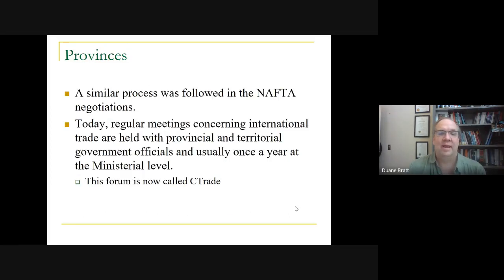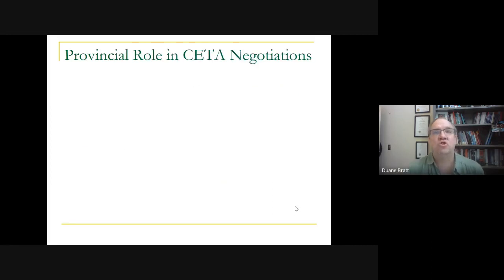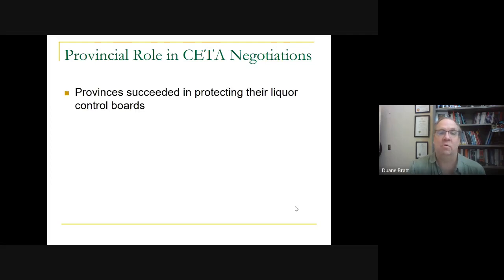Same thing happened in NAFTA, and now there are regular meetings with the federal trade minister and various provincial trade ministers. In negotiations with the European Union over CETA, the provinces also played a role. What were they concerned about? Well, they wanted to protect their liquor control boards, where they have a monopoly in each province.